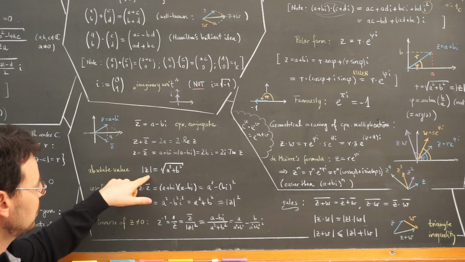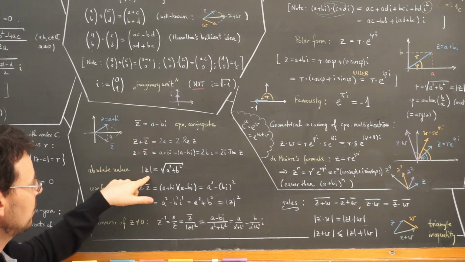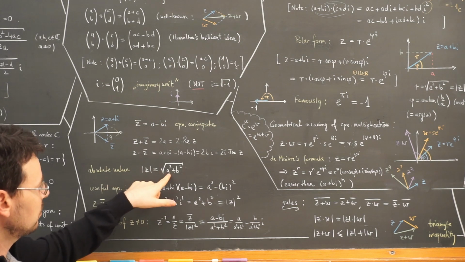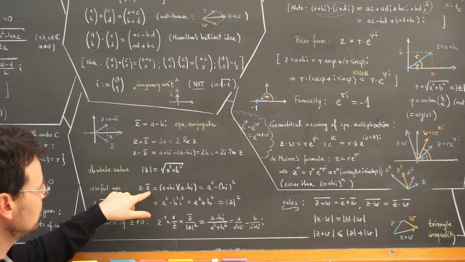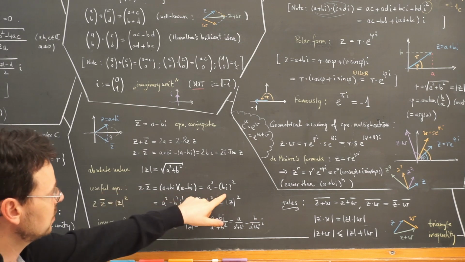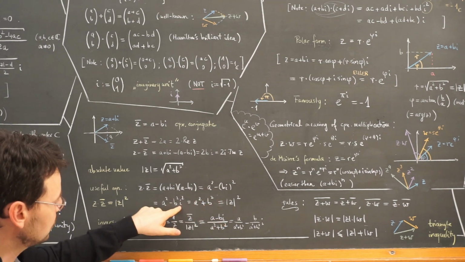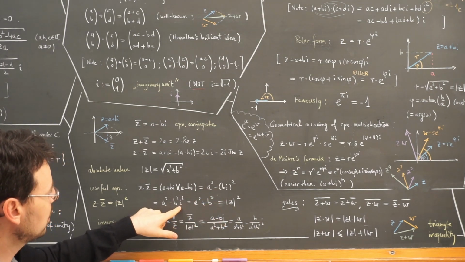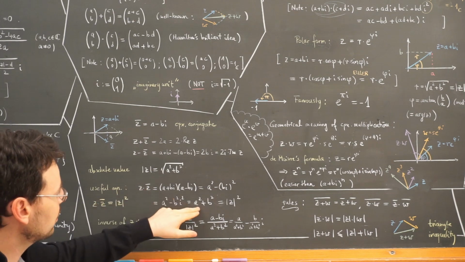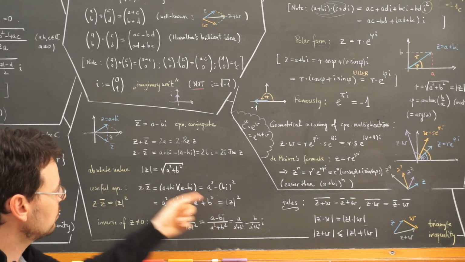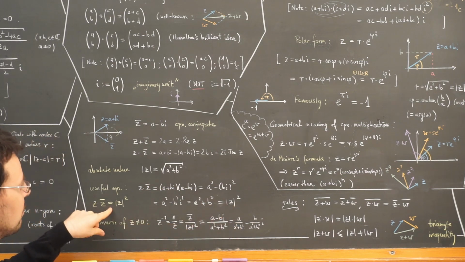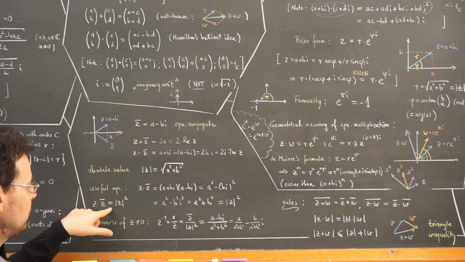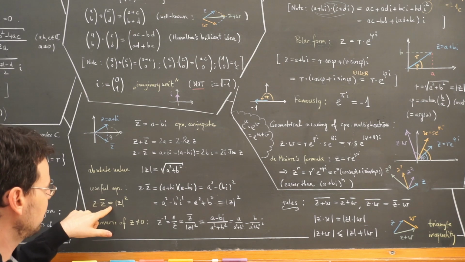The most important fact is the connection between the conjugate and the absolute value, square root of a squared plus b squared. If I take the product of z with its complex conjugate, using the third binomial formula, and using the fact that i squared is minus 1, I get that z times z bar is nothing but a squared plus b squared, so nothing but the absolute value squared. And this is a very, very useful equation or formula, especially when you want to prove things with complex numbers.